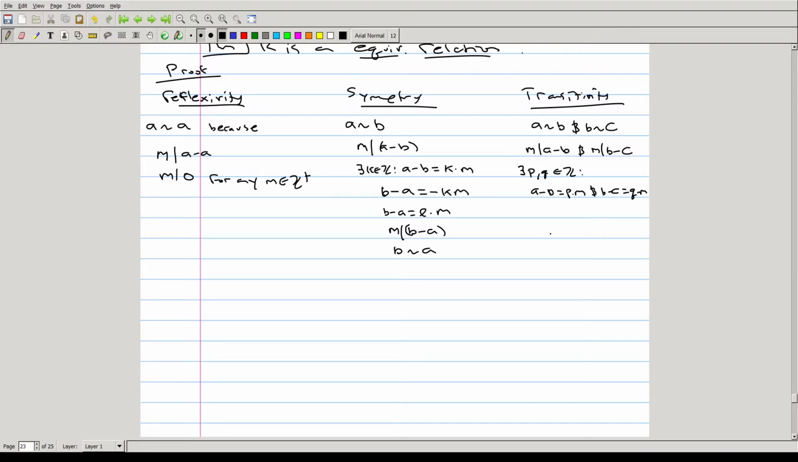If we add these two equations together, the B's cancel out and we get A minus C is equal to P plus Q times M, or A minus C is equal to R times M, which means that M divides A minus C and A is related to C under the equivalence relation. Therefore, R is an equivalence relation.